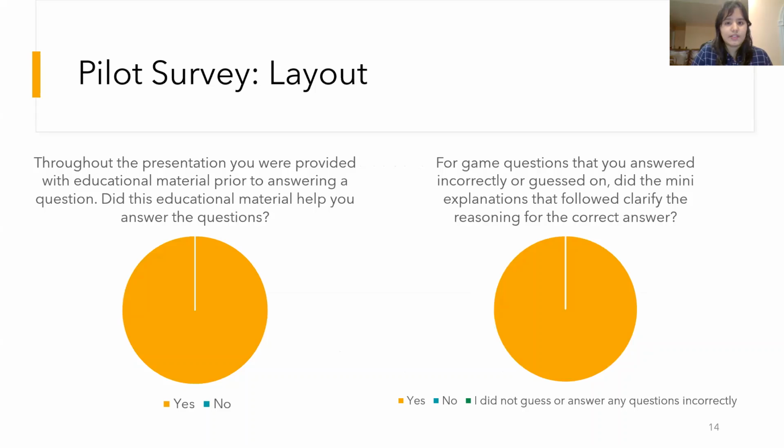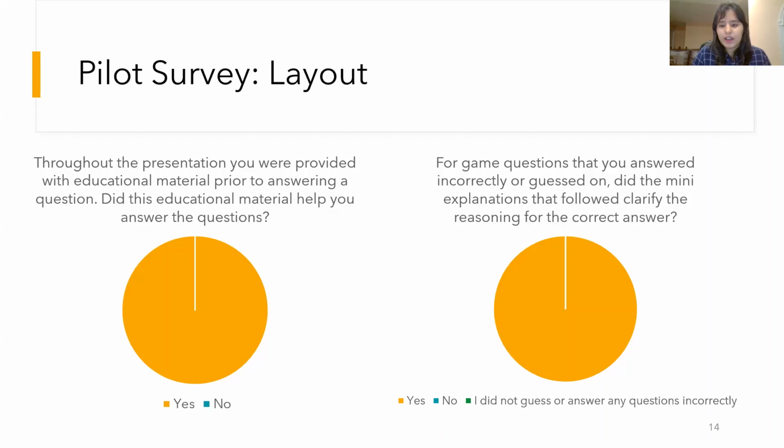And finally, I checked if the layout of the presentation or resource was actually good. So two parts to it were whether the learning slides actually facilitated understanding and guessing of the actual game slides. So did the learning slides actually help them answer the questions? And everyone answered yes. The other question is whether the mini explanations after helped them understand why the correct answer was correct, even if they got it incorrect or guessed it.